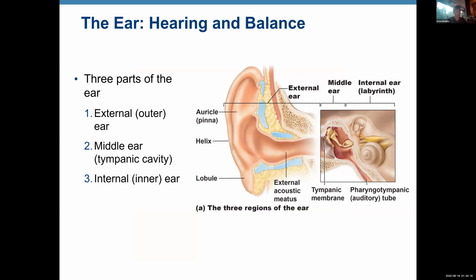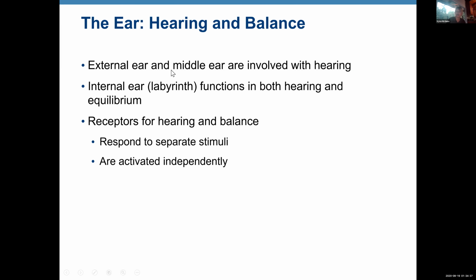Okay, so that's it for vision. Ear: hearing and balance. There are three parts of the ear: the external ear or outer ear, the middle ear, shown right here, called the tympanic cavity, and the internal or inner ear. The external ear and middle ear are involved with hearing. The internal ear functions in both hearing and equilibrium.